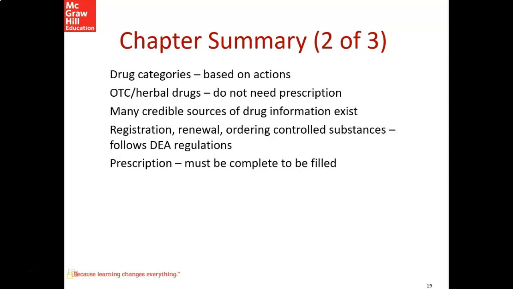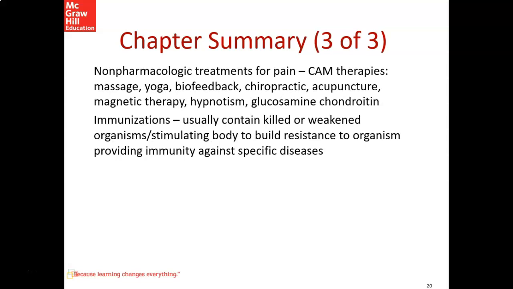Prescription, we will take time and go through that. You really need to be able to read not only a drug label, but also be able to decipher what's on a prescription. And then we talked about some of these other areas.